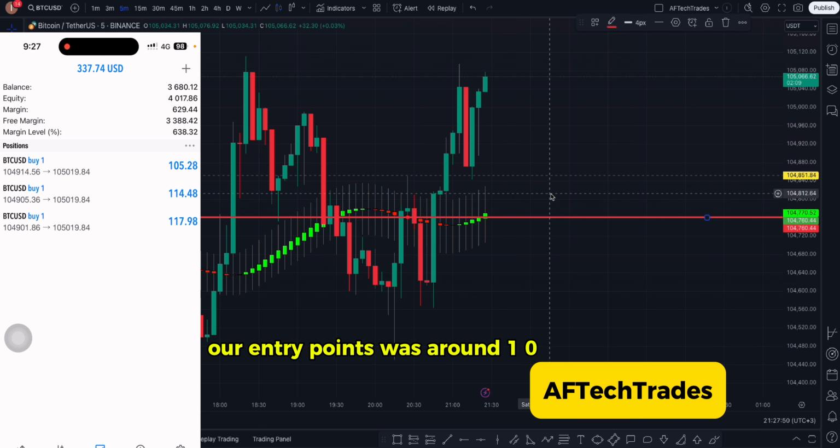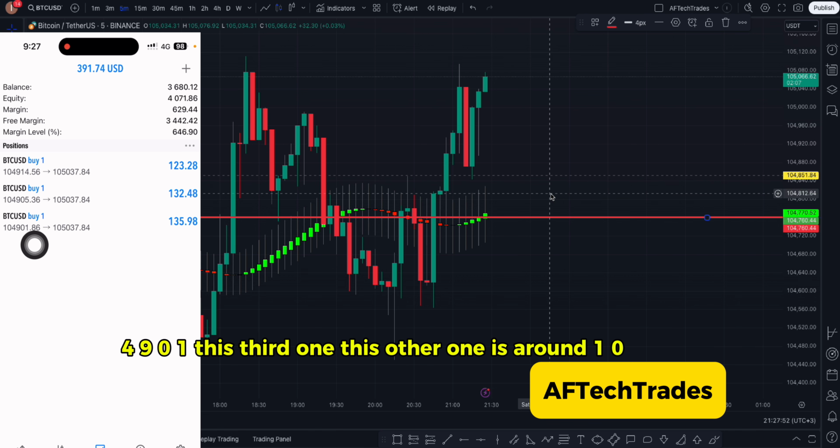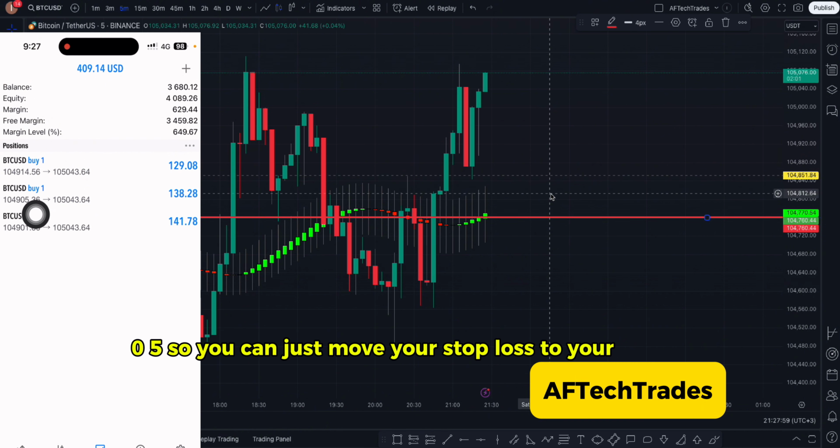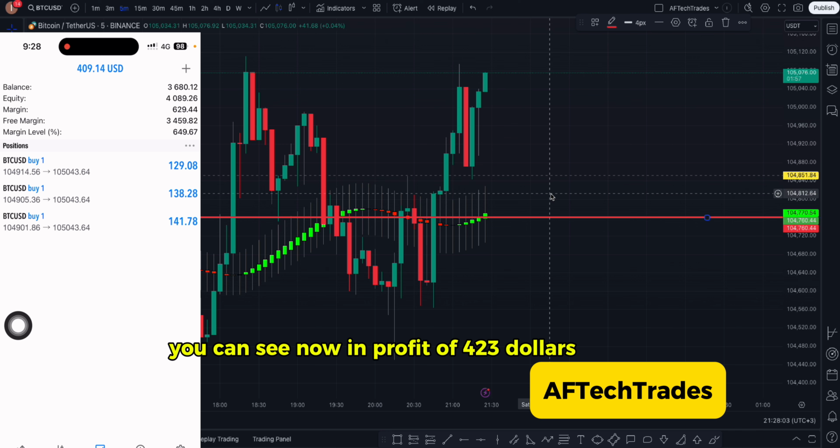So if you want to move your stop loss to your entry point, like you can see on the screen now, our entry point was around 104,901. This third one, this other one is around 104,905. So you can just move your stop loss to, you can see now we're in profit of $423. We're in profit of $423. There is a kind of pullback a bit.